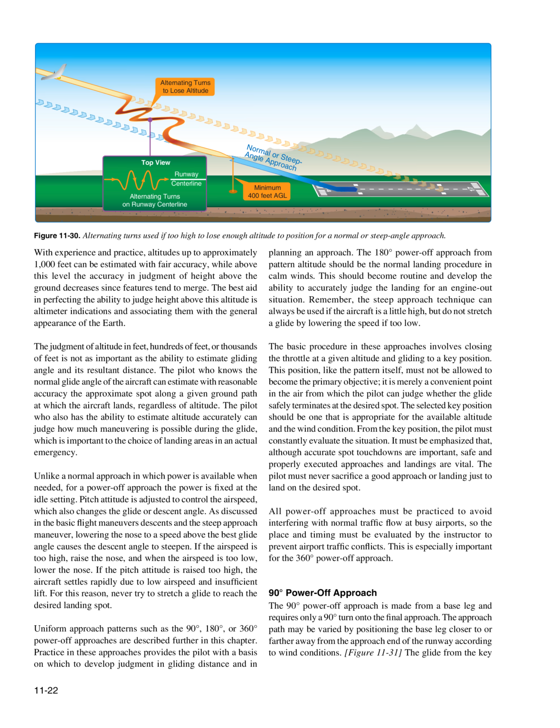It is merely a convenient point in the air from which the pilot can judge whether the glide safely terminates at the desired spot. The selected key position should be one that is appropriate for the available altitude and the wind condition. From the key position, the pilot must constantly evaluate the situation. It must be emphasized that, although accurate spot touchdowns are important, safe and properly executed approaches and landings are vital. The pilot must never sacrifice a good approach or landing just to land on the desired spot.